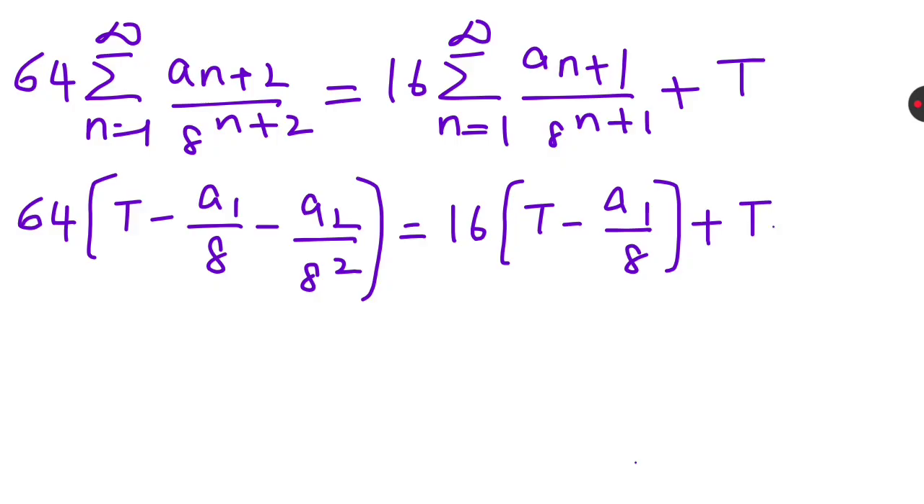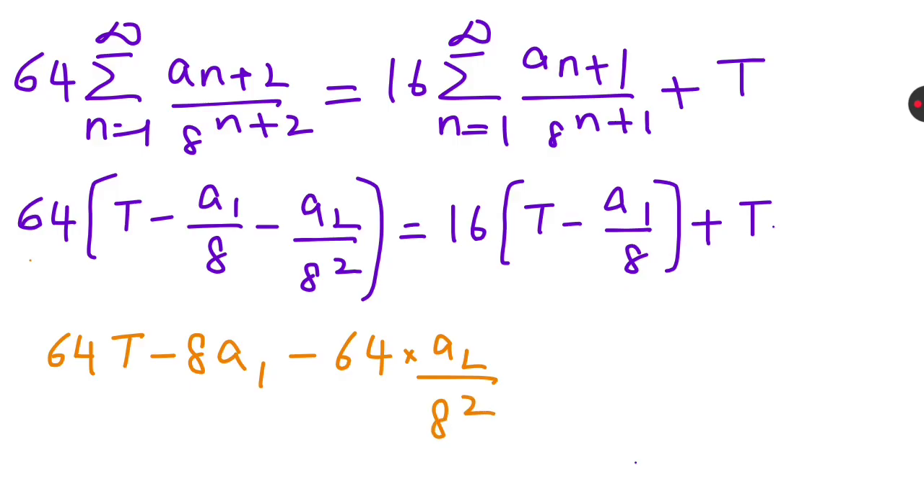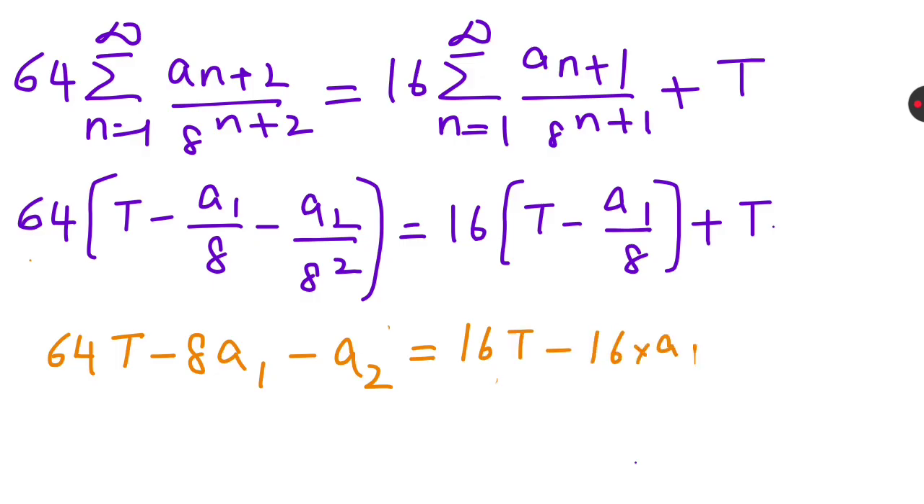Now I simplify this. 64 times T, which is nothing but 64T, minus 64 times a1 over 8. Here 8 and 64 get cancelled, so we are left with only 8a1, minus 64 times a2 over 8 raised to the power of 2, which is nothing but 64. So these two get cancelled, we are left with only a2. That is equal to 16T minus 16 times a1 over 8. Here 8 and this 16 get cancelled, we are left with only 2a1, plus T. Right hand side, 16T plus T, which gives 17T minus 2a1.